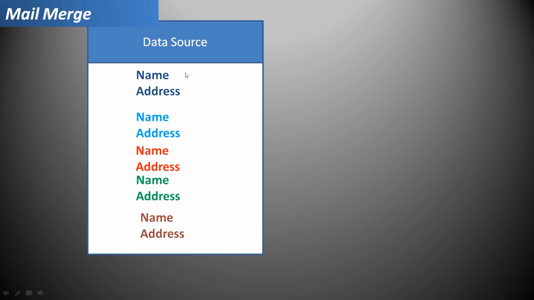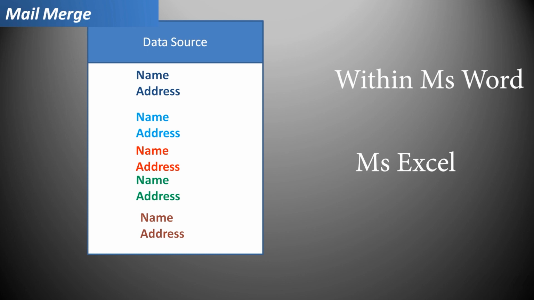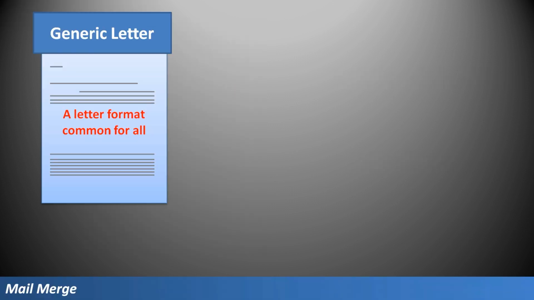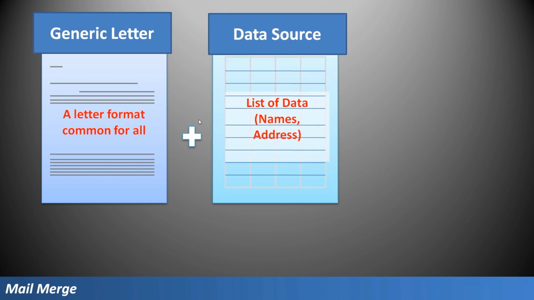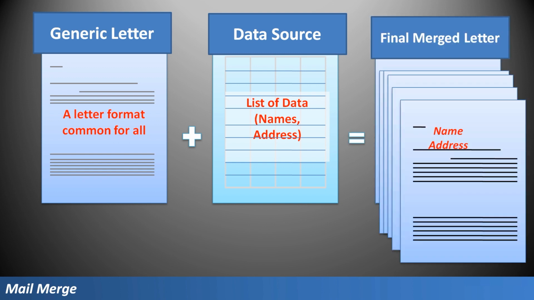So this data source, that is the list of names and addresses, can be made within Microsoft Word itself or by using some other applications like Microsoft Excel. So mail merge is a combination of the generic letter, that is the letter format, and the data source where there will be the list of names and addresses, and it can be merged to create multiple documents or letters. So let us see how it can be done using Microsoft Word.